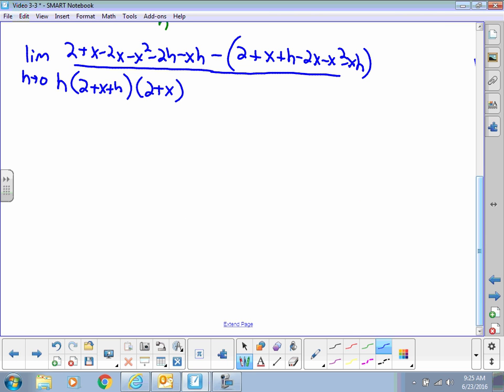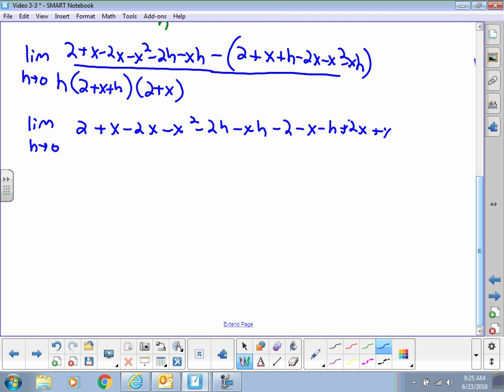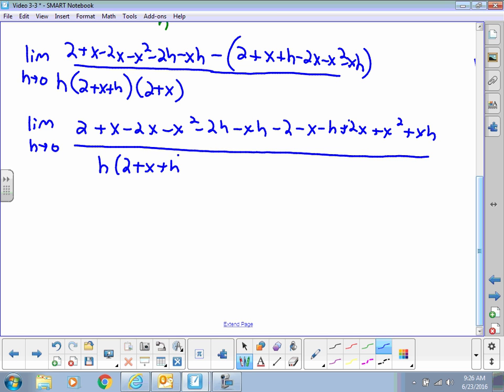Okay, just here we have h. So we'll distribute our negative. We'll have the limit as h approaches 0 of 2 plus x minus 2x minus x squared minus 2h minus xh. When we distribute the negative, we'll have minus 2 minus x minus h plus 2x plus x squared plus xh. We are all over h times 2 plus x plus h.